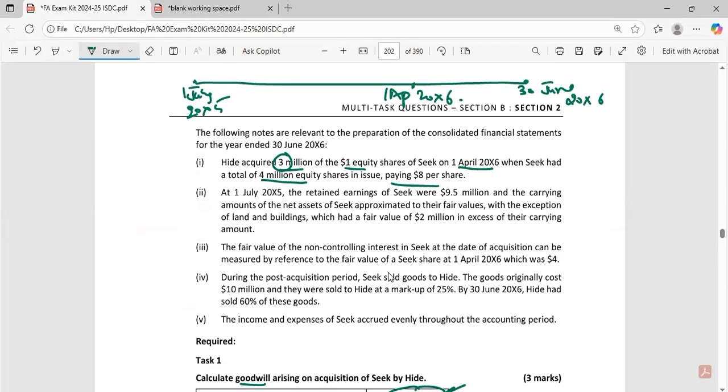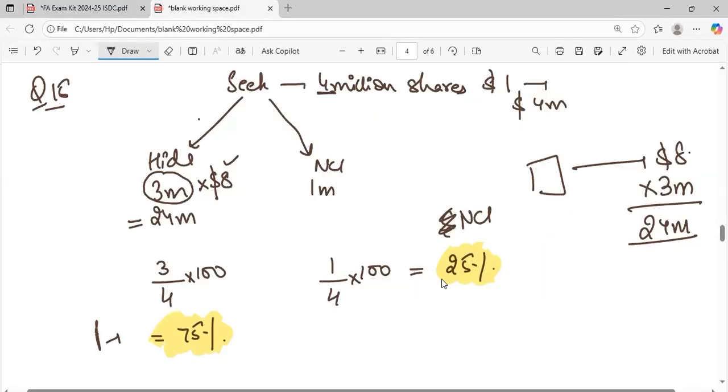See, over here, they said the fair value of NCI interest in SEEK at the date of acquisition can be measured by reference to the fair value of SEEK share at 1 April, which was $4. So, one share is $4. For valuing NCI, we have to take the reference that one share is of $4.